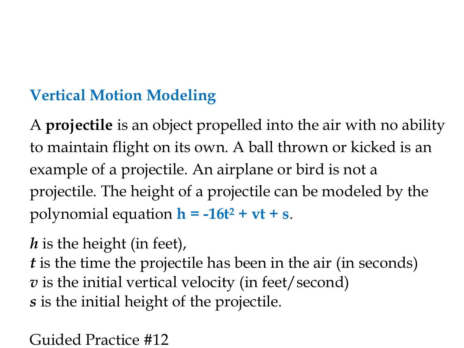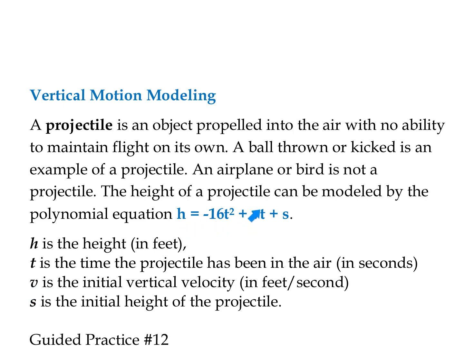Okay, so the height of a projectile can be modeled by this equation. H equals negative 16t squared plus vt plus s. We need to make sure we know what those 4 different variables stand for. H is the height of the projectile, how high it is above the ground. T is the time the projectile is in the air, and that's measured in seconds. V, the initial velocity.